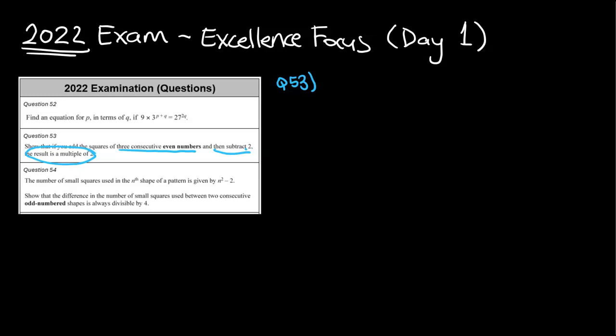Just to get me started, I need to think about this 3 consecutive even number nonsense. And this time around, we can't really just go x equals the first even number because, well, x could be 3, which means it's not an even number. So we need to be a bit more specific. In this case, we're going to let 2x be the first even number. And that's because if we multiply something by 2, it will always be even.